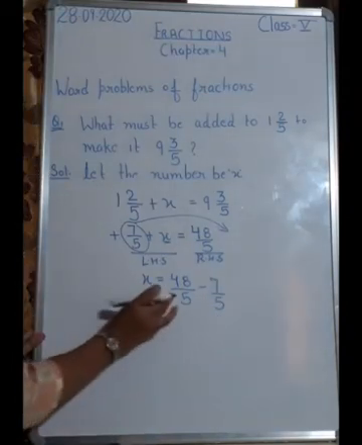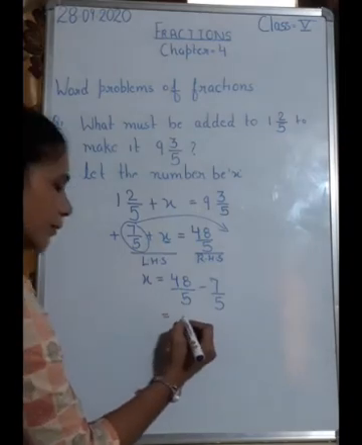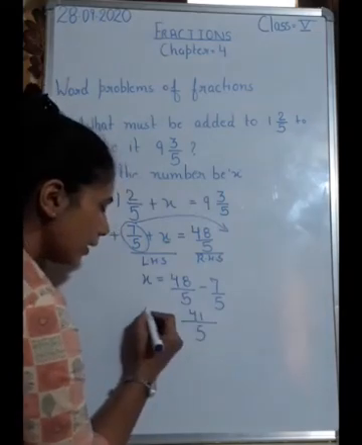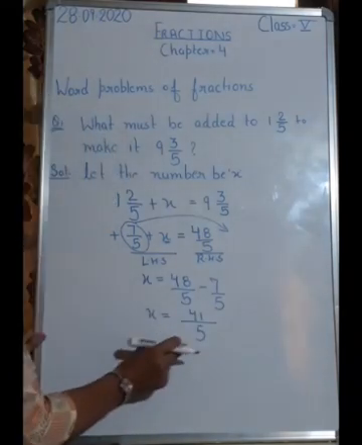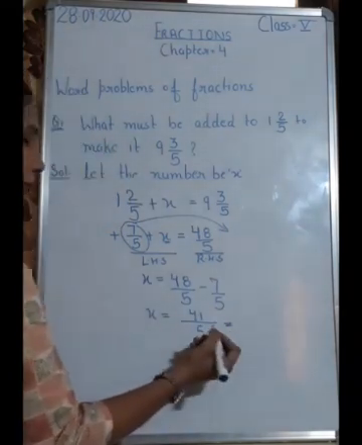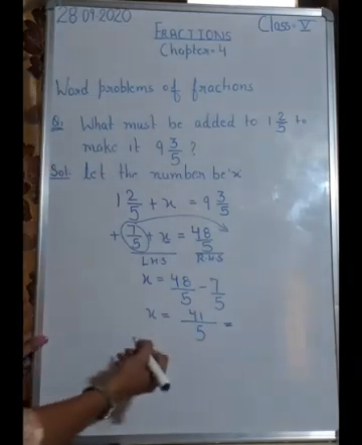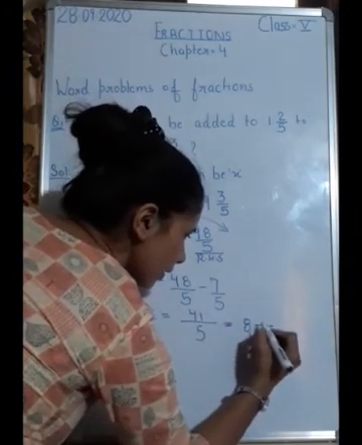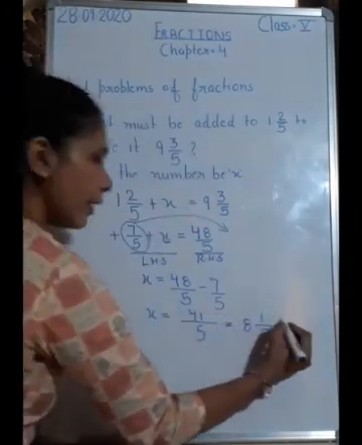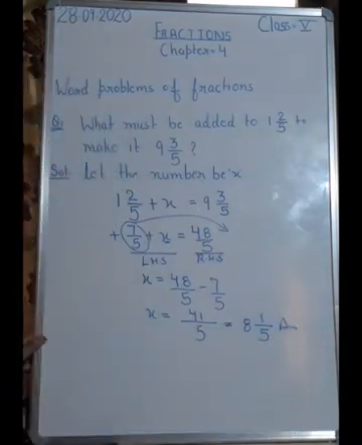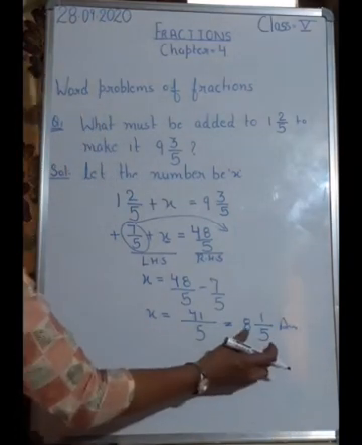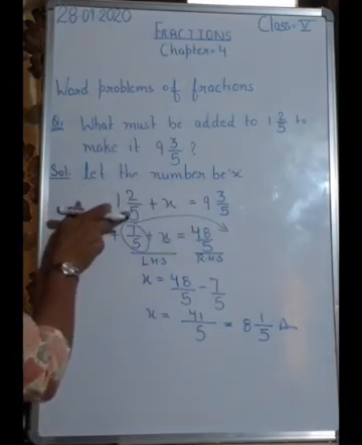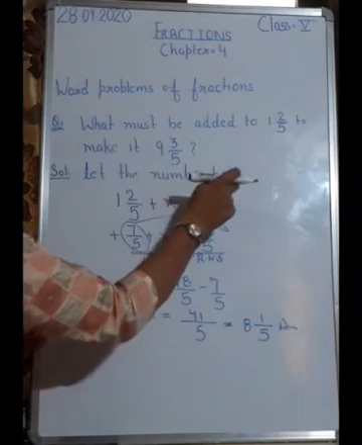Clear? Now as you can see they are like fractions, so you can simply subtract them. The denominator is 5, and 48 minus 7 will be 41. Now you can leave your answer here or convert it into a mixed fraction. It's better to convert it into a mixed fraction. So 5 8s are 40, so this is 8 whole 1 by 5, and this will be your answer. Clear? It means this 8 whole 1 by 5 is the number which, when added to 1 whole 2 by 5, gives you the answer 9 whole 3 by 5.